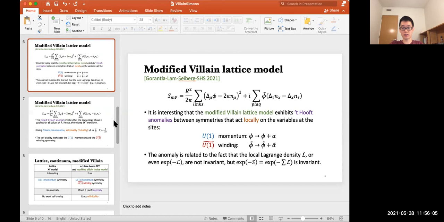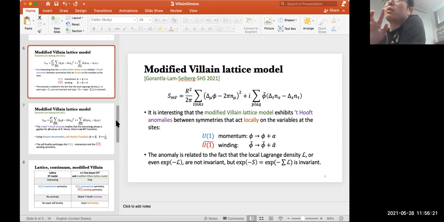Yes. So this mixed anomaly should be canceled by a certain U(1) cross U(1) SPT. And that U(1) cross U(1) SPT can be solved explicitly. So let's call the gauge fields A and A tilde. So we can cancel that by 1/(2π) A tilde dA. So that would cancel the anomaly.